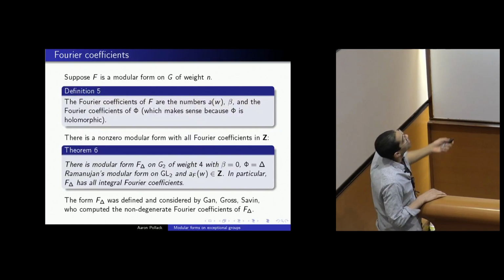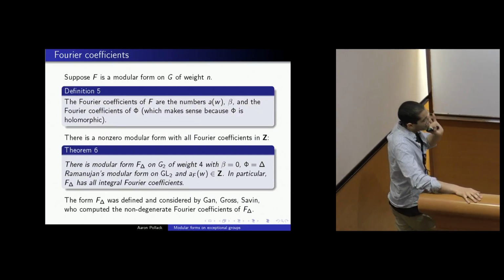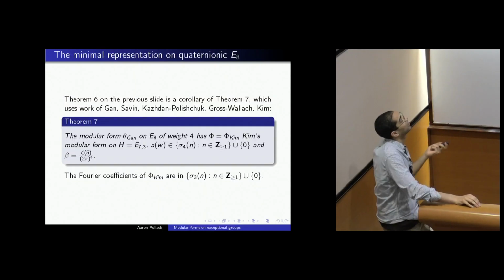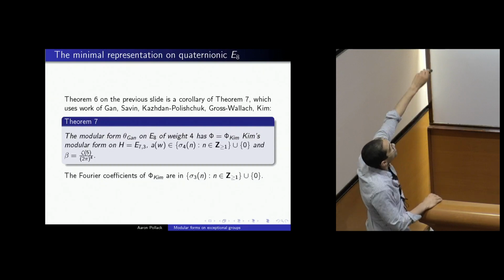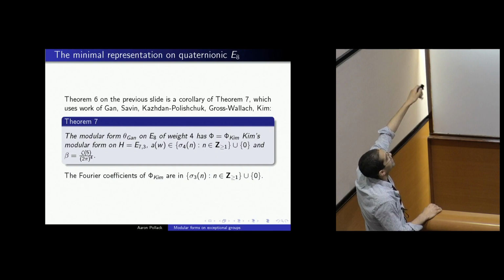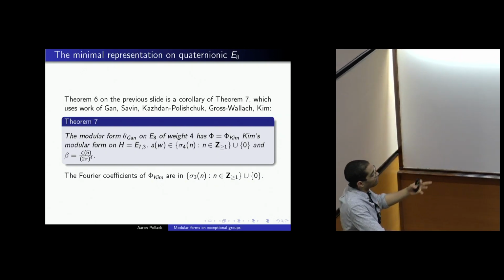Okay. So anyway, this theorem might suggest to you that there's not necessarily so much going on in the degenerate Fourier coefficients, but there actually is a lot going on in the degenerate Fourier coefficients. So that theorem is actually a corollary of this result, which gives the Fourier expansion of this modular form generating the automorphic minimal representation on E8.